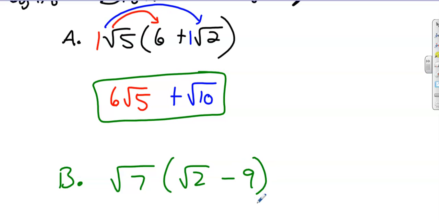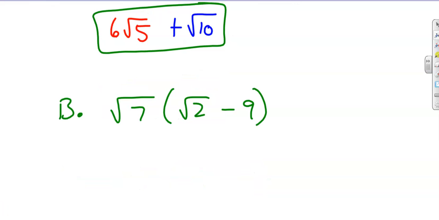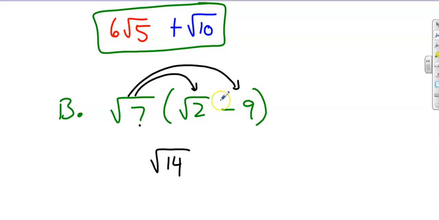So for this one, let's go with square root of 7 times the square root of 2 minus 9. Okay, same thing. 7 times 2 is 14. And because these two are prime numbers, if you take 14 and break it down, it's just 2 times 7, so that's not going to help you out. When you multiply the second part, it's 9 times the square root of 7, so that'll just stay 9 square root of 7.